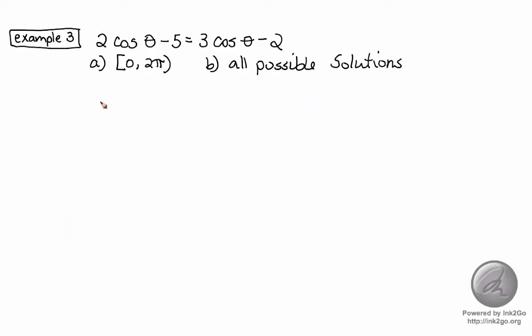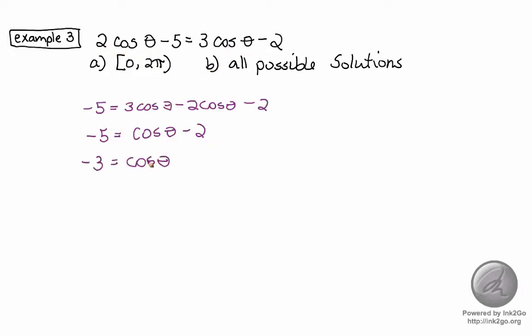Okay, so again, we're going to start the same way. Let's get our cosines on the side together. Since this is the smaller side, I'm going to move it over to the right-hand side. And then add 2. So I'm asking myself, when is cosine of theta equal to negative 3? To do this one, that's not one of those special angles that we have memorized from our unit circle.